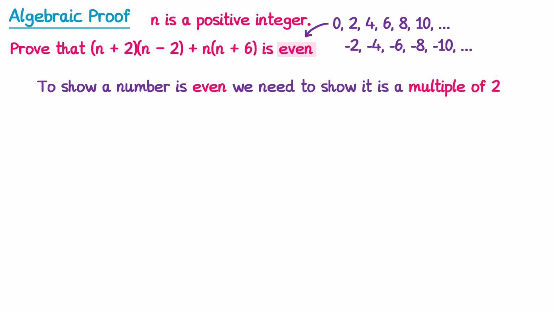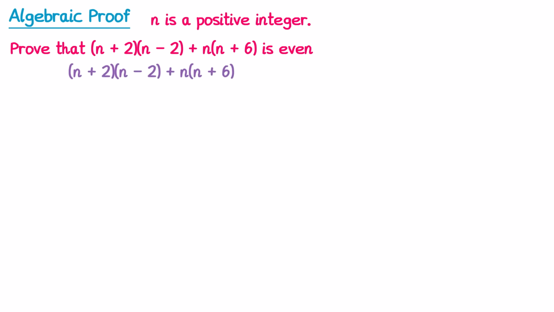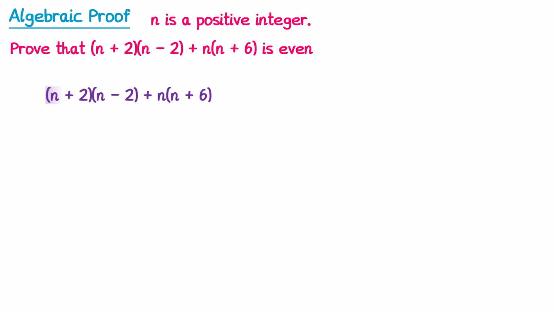So just like we did for multiples of 12 or 10, we're going to show that this is a multiple of 2, which is therefore even. So let's take this expression, and we're going to show that it's a multiple of 2. So we'll start by expanding these brackets here. n times n is n squared, n times negative 2, negative 2n, 2 times n is 2n, and 2 times negative 2 is negative 4.